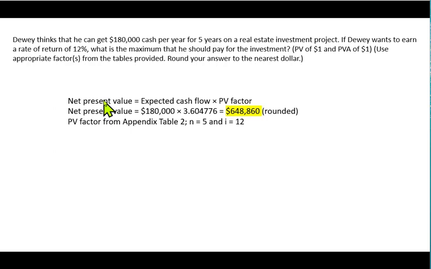not the future value, because it would say something like, how much would he expect to get 5 years from now? But that didn't say that. It said, how much should he pay right now? So that's how you know this is the present value of an annuity as opposed to the future value of an annuity table that you're going to use.